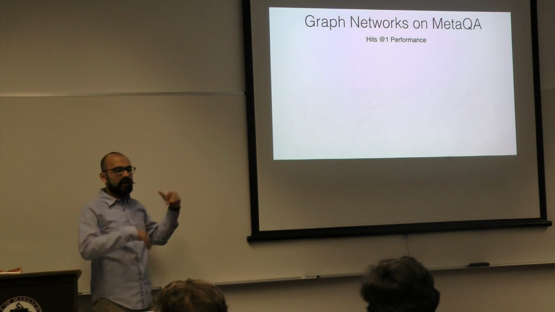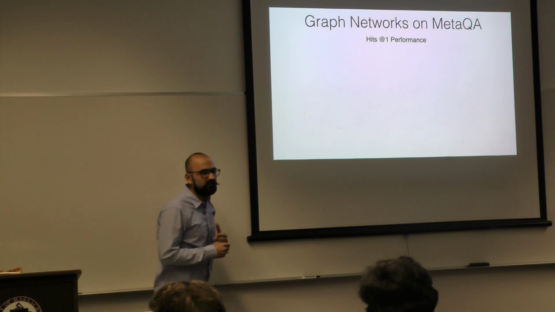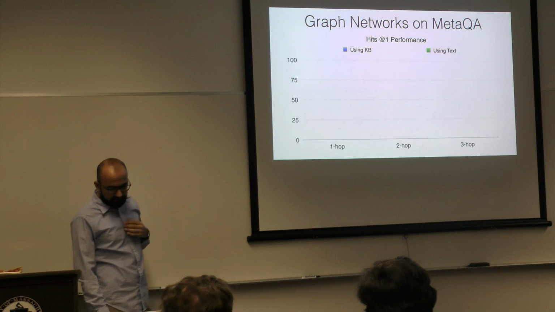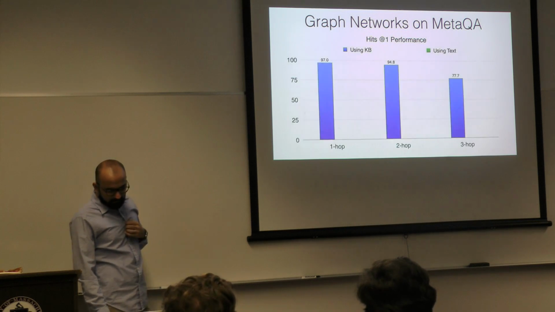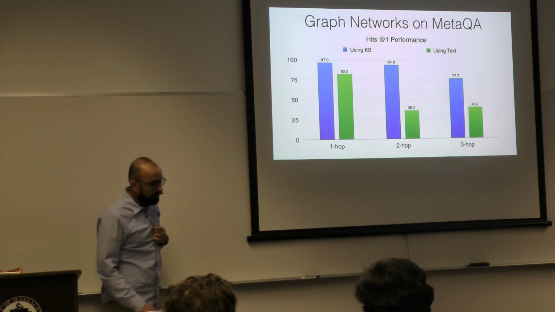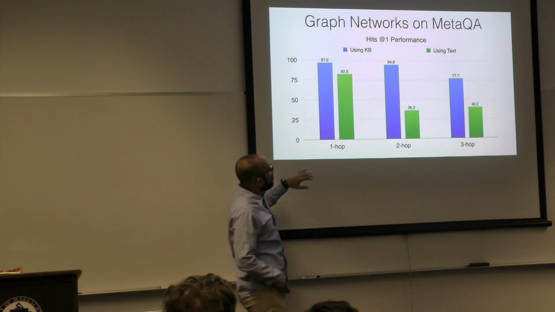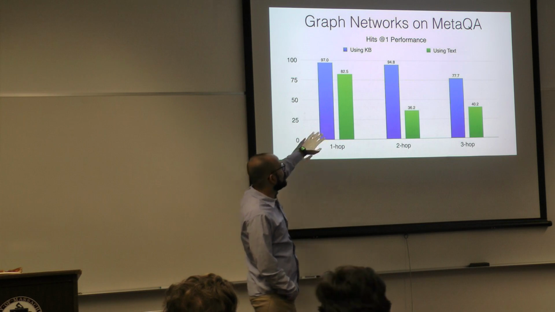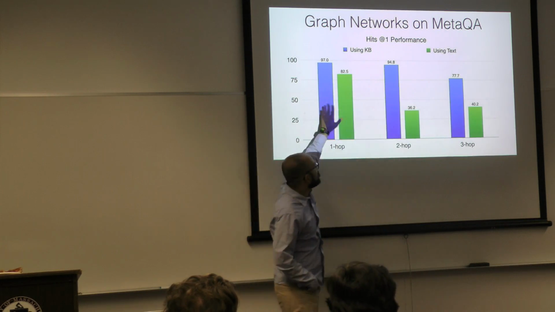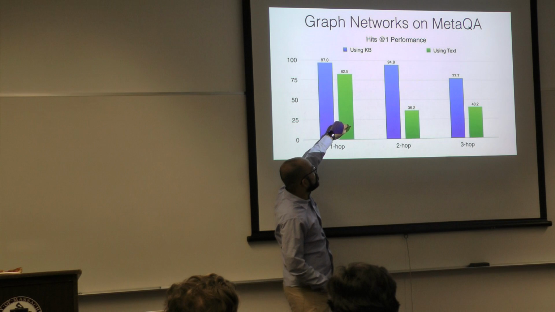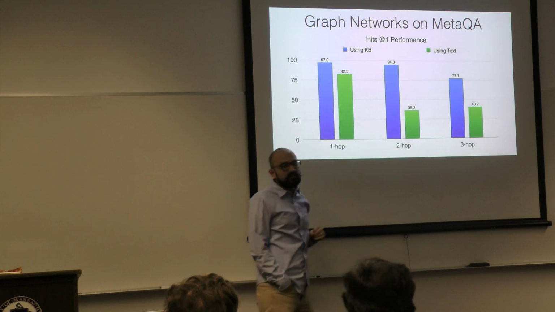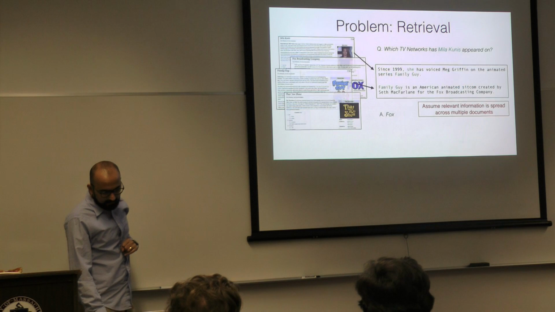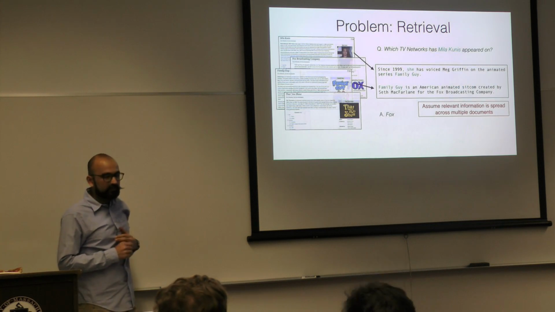We can apply the graph network-based approach that I described in the previous part to this problem now. And we can again study the hit set 1 performance. What we found was that if we use the KB and the graph network-based approach, there is some drop in performance, but it's not too severe. Whereas if you use text, there is a very severe drop in performance using graph networks. And really the problem here is the retrieval part.